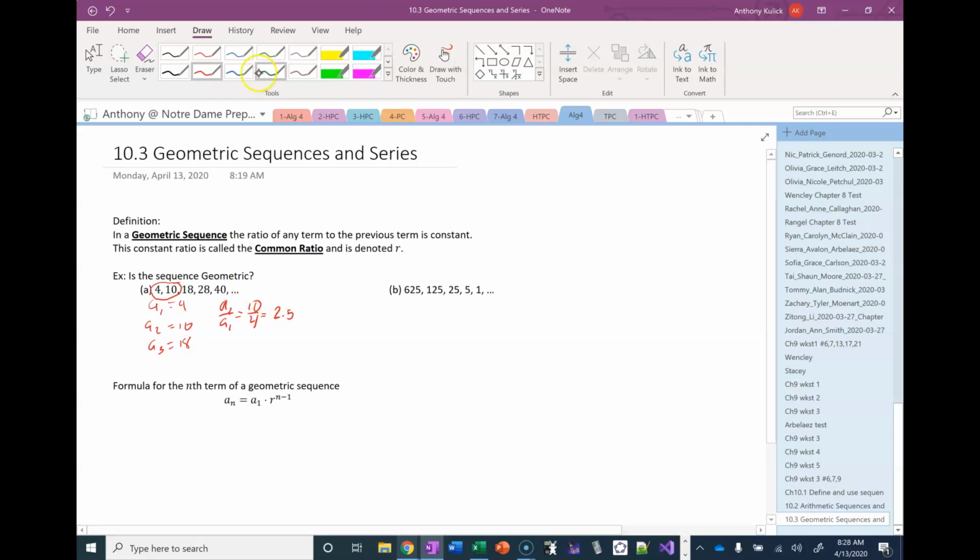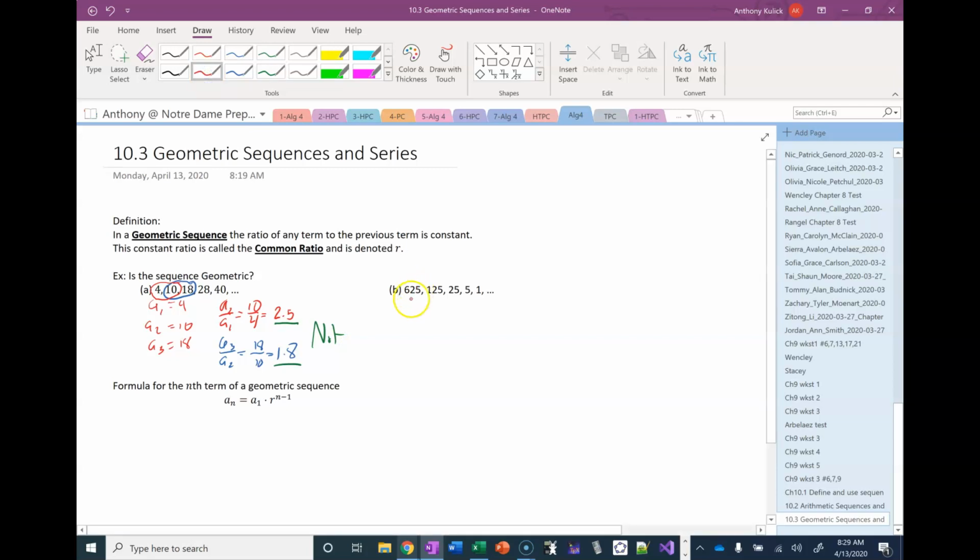2.5. The next ratio we can write is between 18 and 10. So that's A3 over A2. That would be 18 over 10 or 1.8. And right here, we can stop because we notice that the ratio between the first two terms and then the second and third term are not the same ratio. So right away, we can tell this is not geometric.